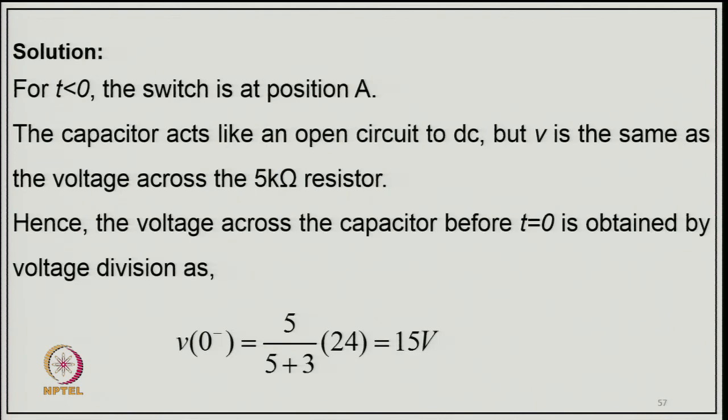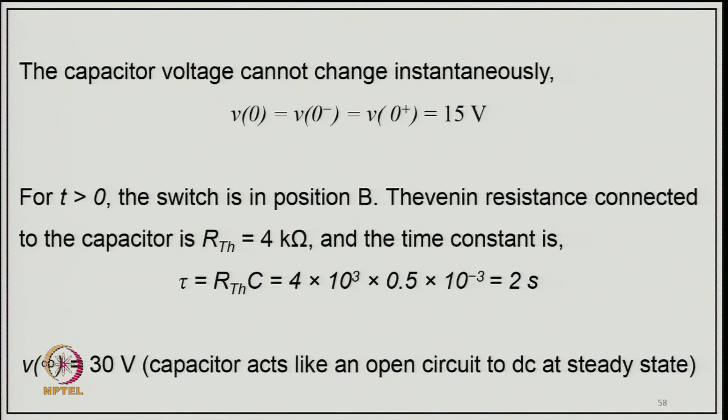So, for t less than 0, the switch is at position A and the capacitor acts like an open circuit to DC, so v is the same as the voltage across the 5 kilo ohm resistor. Hence, the voltage across the capacitor before t equal to 0 is obtained by voltage division, that is v(0 minus) equal to 5 upon (5 plus 3) into 24, that is 15 volt across the capacitor for t less than 0, and now the capacitor voltage cannot change instantaneously. So, we call it v(0) equal to v(0 minus) equal to v(0 plus) equal to 15 volt.